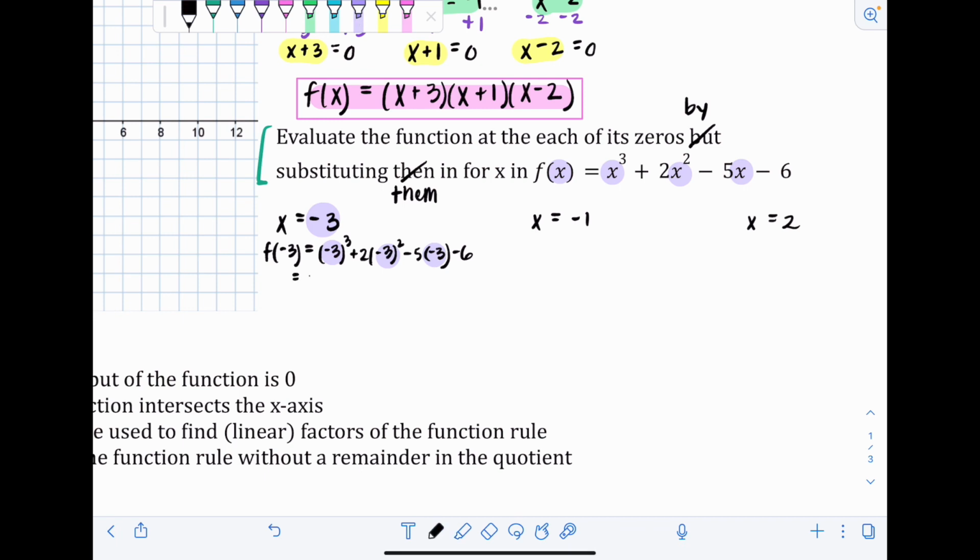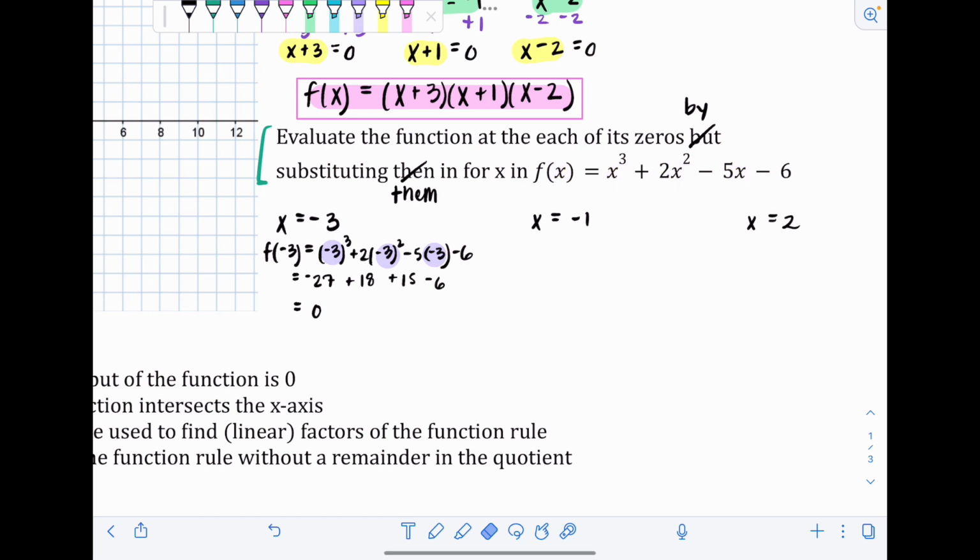So -3 to the third power is -27. -3 squared is 9, but then I have to multiply it by 2, so it'd be 18. -5 times -3 is a positive 15, and then minus 6. And then if we add and subtract, so -27 plus 18. Sorry, I mistyped. -27 plus 18 is -9, and then plus 15 is 6, and then minus 6 is 0. So all this together ends up being 0.